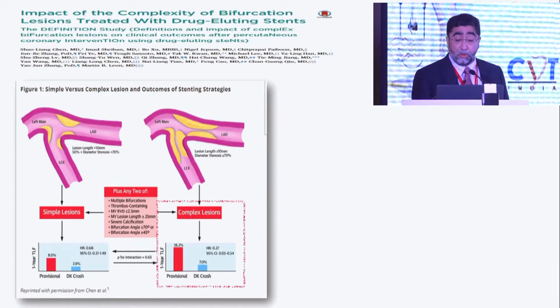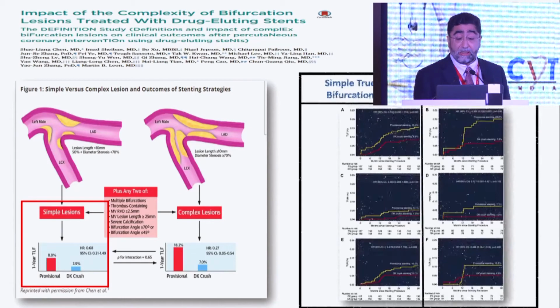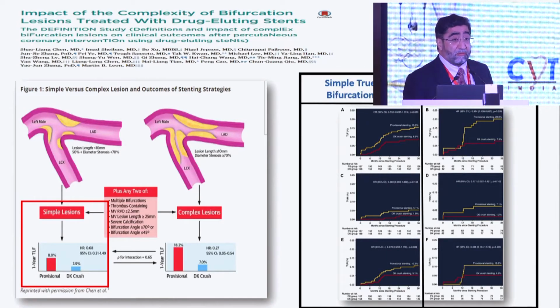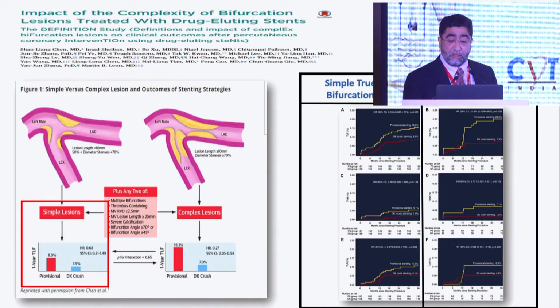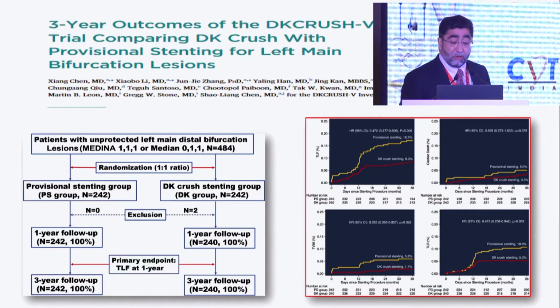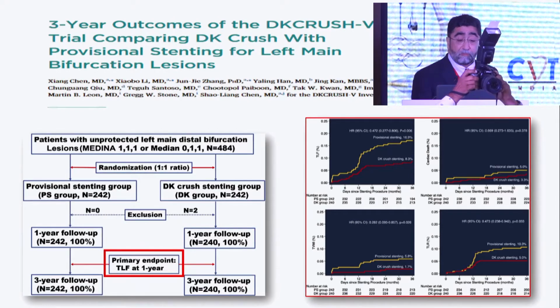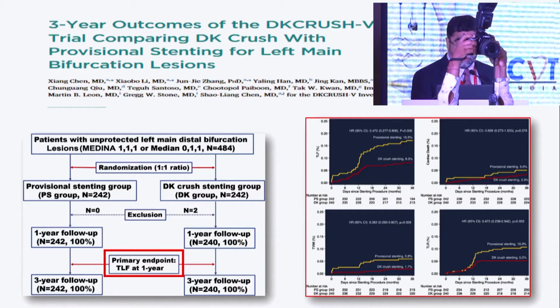And again, I'm going to refer to the study that you've already seen, the DEFINITION study, which clearly showed no significant difference between a provisional and a two-stent strategy when it's a simple bifurcation, and yet a superiority of a two-stent strategy with true bifurcations. And again, Dr. Mehta just presented the DK Crush 5 study, which seemed to show an advantage when you use a two-stent strategy in the left main, that possibly a DK crush may be superior. So that is the first commandment.